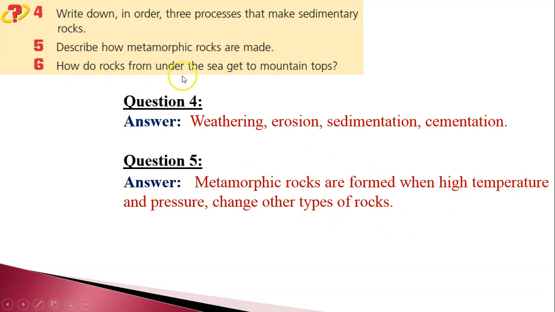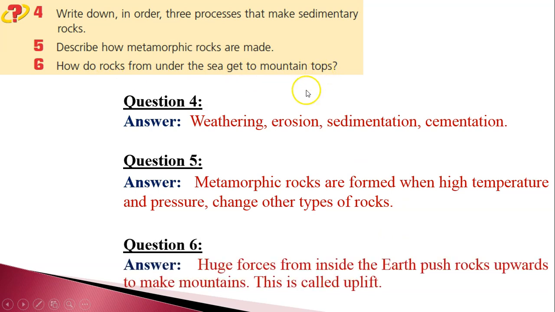How do rocks from under the sea get to mountain tops? Huge forces from inside the Earth push rocks upwards to make mountains, and this is called uplift.